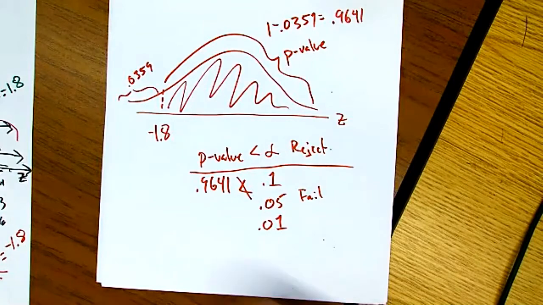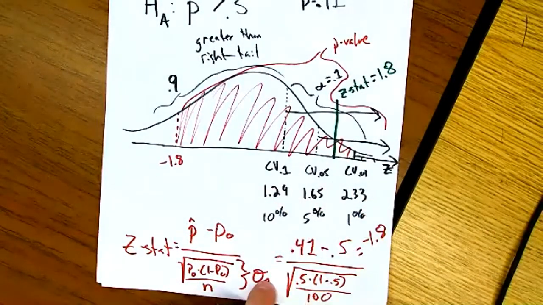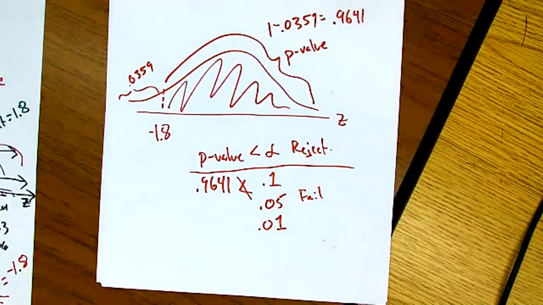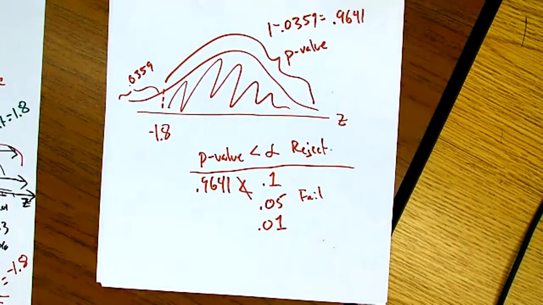And so both those approaches line up. The p-value approach, I clearly failed to reject. I'm nowhere close to being able to reject. Critical value approach, same kind of thing. I'm nowhere close to those rejection regions. So they would both lead to the same decision. Any questions on that before we keep moving?